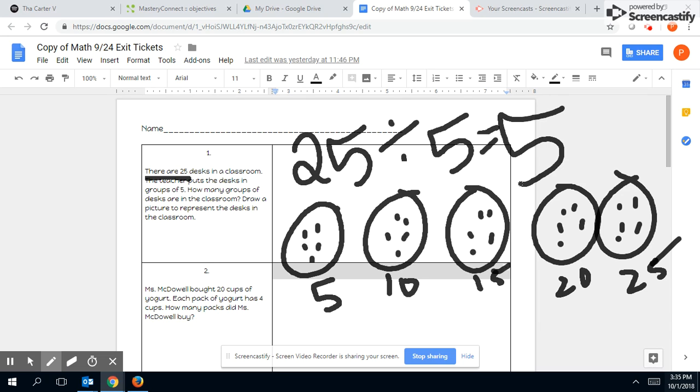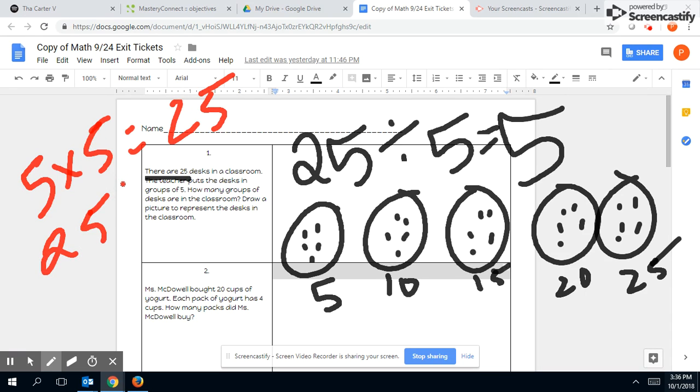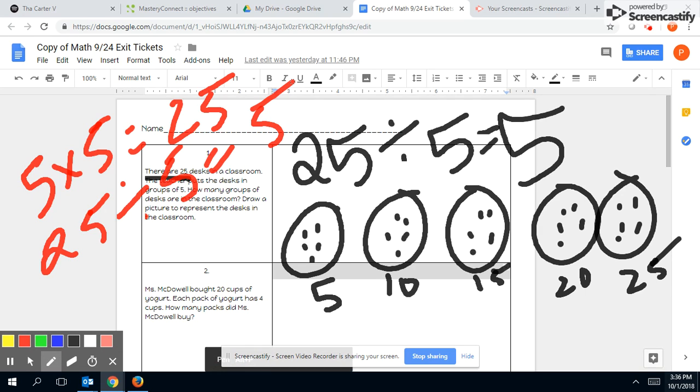This will be a great time for you to show your students the relationship between multiplication and division. You can show your student that 5 times 5 equals 25. Therefore, 25 divided by 5 equals 5. This will be a great time for you to talk about this with your scholar just so they can make the connection between division and multiplication.